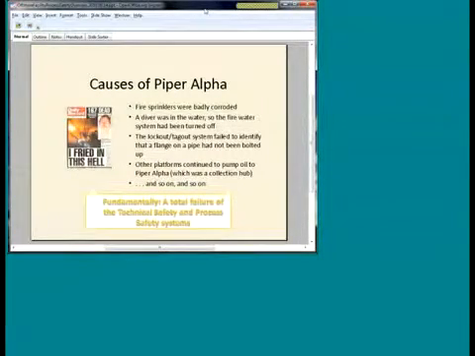trying to improve safety. The lockout tagout system failed totally. Other platforms continued to pump oil into Piper even though it was burning, and so on and so on. Fundamentally, Piper was a total failure of the technical safety and process safety systems, and it led to a total reevaluation of how we manage safety offshore.